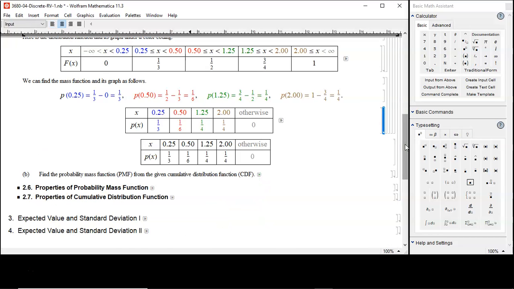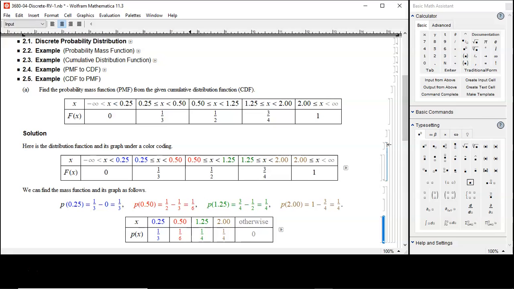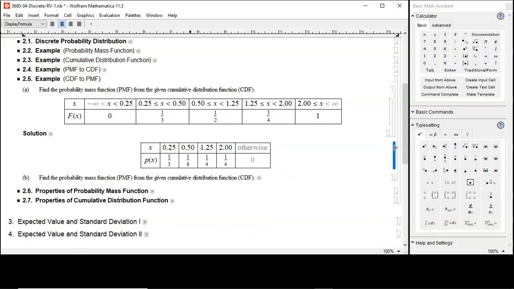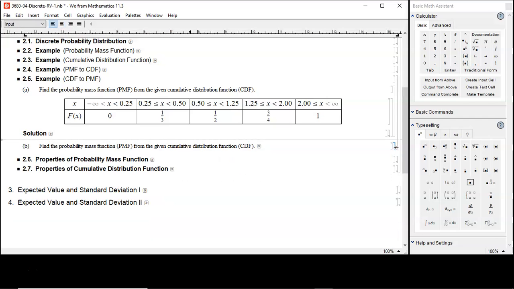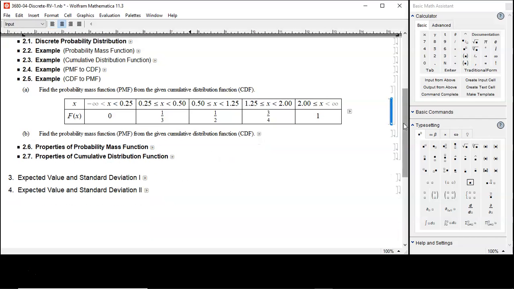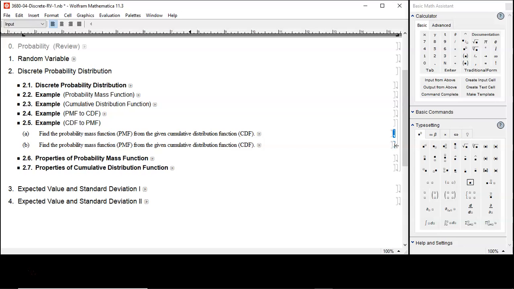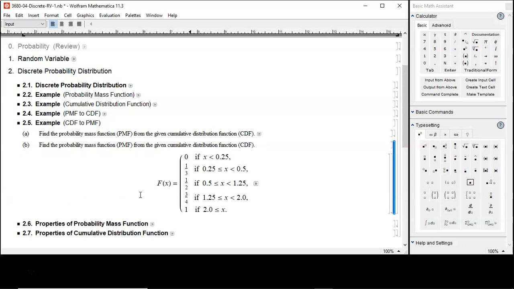So that's how you can determine PMF from a CDF. The keyword is cumulative, so keep adding up. That's how you get the CDF, right? So you have to go backwards. So you have to take subtraction this time. Subtraction, subtraction, subtraction. You can do the same thing even when your expression of CDF is given in a piecewise defined function format. It's the same deal. The detail is left to the students.